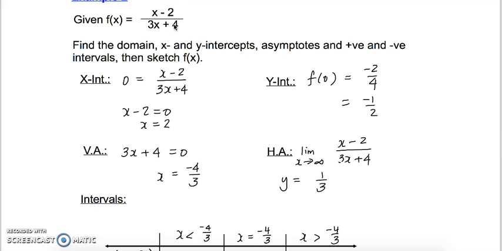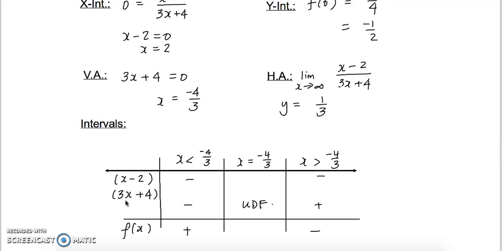You can also take your function f(x) apart by looking at x minus 2 as the numerator and separating that from 3x plus 4. So here are the two so-called factors. And then using a test point, pick a number less than negative 4 over 3. Let's say negative 10. Negative 10 minus 2 is negative, so that's negative. 3 times negative 10 is negative 30, plus 4 is negative 26. So that's still negative. But when you take a negative divided by a negative, you will have a positive.